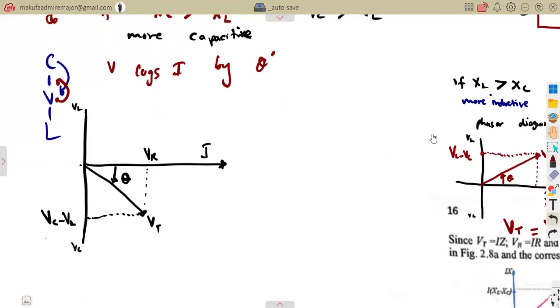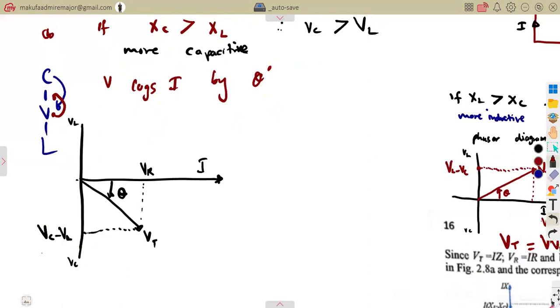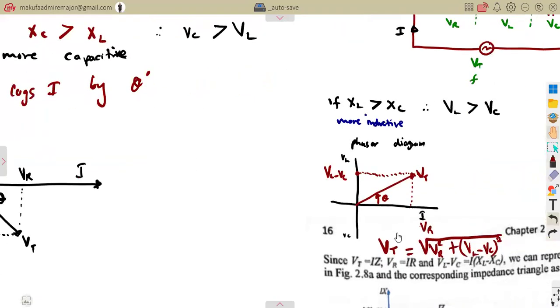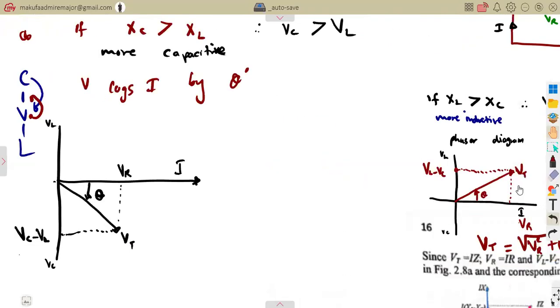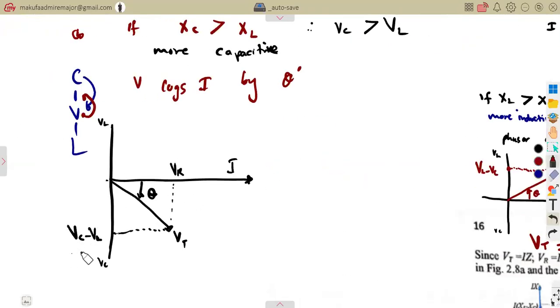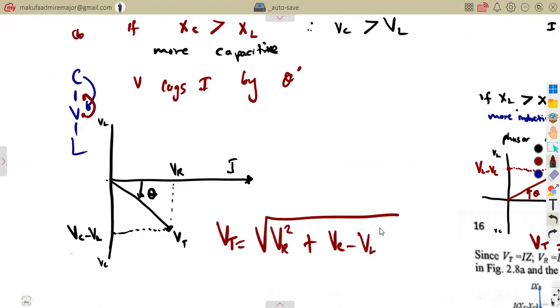So that means at the end, we are going to see that the formula, instead of us having VT as the square root of VR squared plus (VL minus VC) squared, is going to be the opposite, because this time it is VC which is bigger than VL. So our VT at the end is going to be the square root of VR squared plus the difference of these two, which is (VC minus VL) squared.